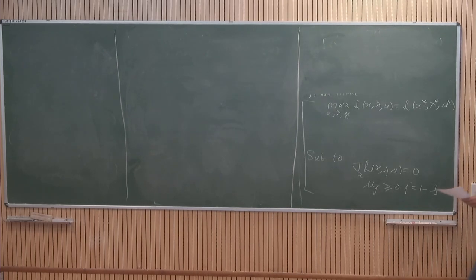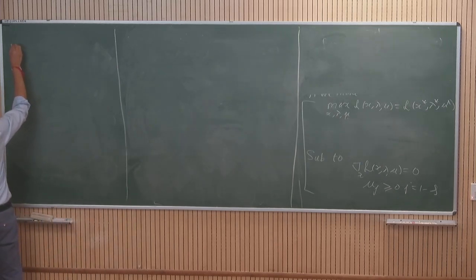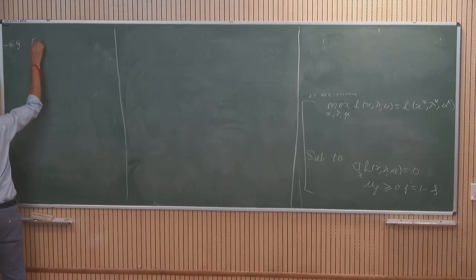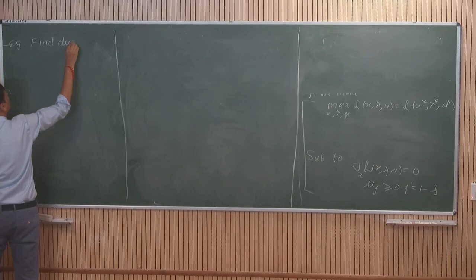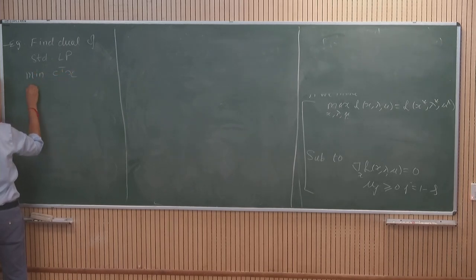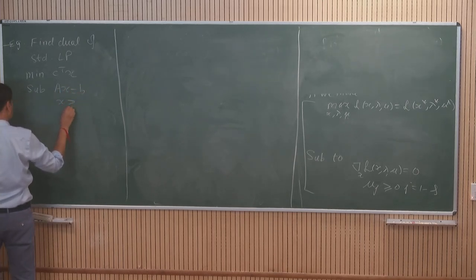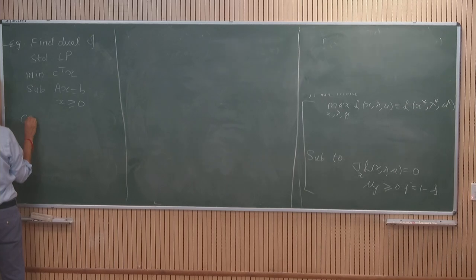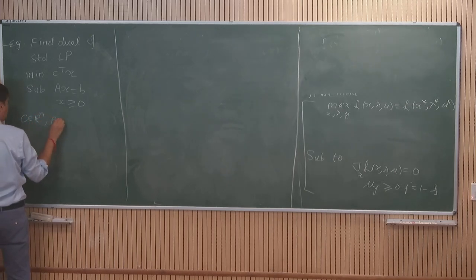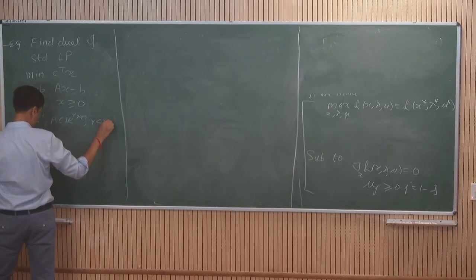So then the things would be much better defined for you. So we're saying, doing an example, we did the introduction. So we're saying find the dual of standard LP. So your standard LP is minimizing c transpose x subject to Ax equal to b, x greater than or equal to 0, c belonging to R^n, A belonging to R^(r cross n), and r is less than n is given to you.